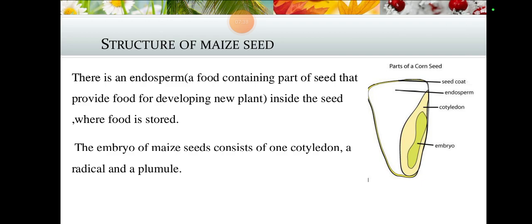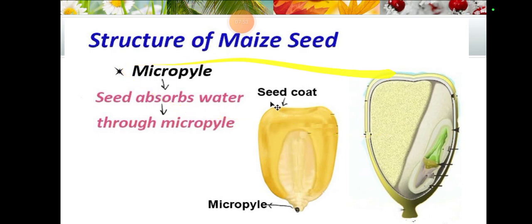Inside the seed, the embryo of the maize seed consists of one cotyledon, a radicle and a plumule. Why? I tell you it's a monocot, so it will consist of one cotyledon. And it has a radicle and plumule, which are a must in every plant. Okay, structure of the maize seed. So the micropyle: the seed absorbs water through the micropyle.